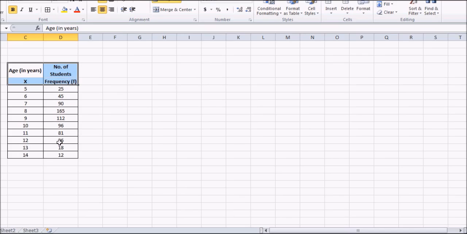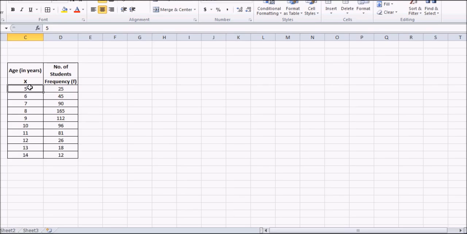Now if we are asked to calculate the arithmetic mean of this data, what do we do? Well, are we going to add the values of x here as in the previous case and then divide it by the sum of, say, the frequency or the number of categories which we have? No. Here we'll have to understand this.